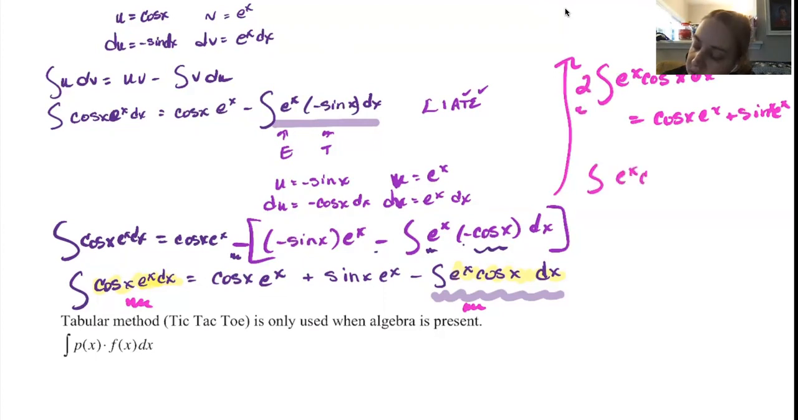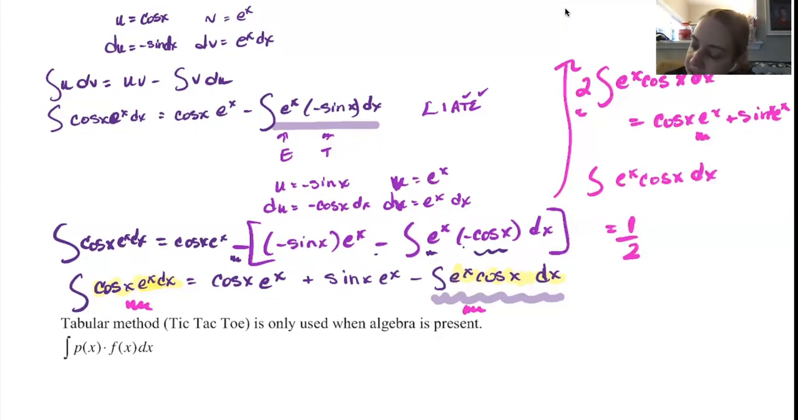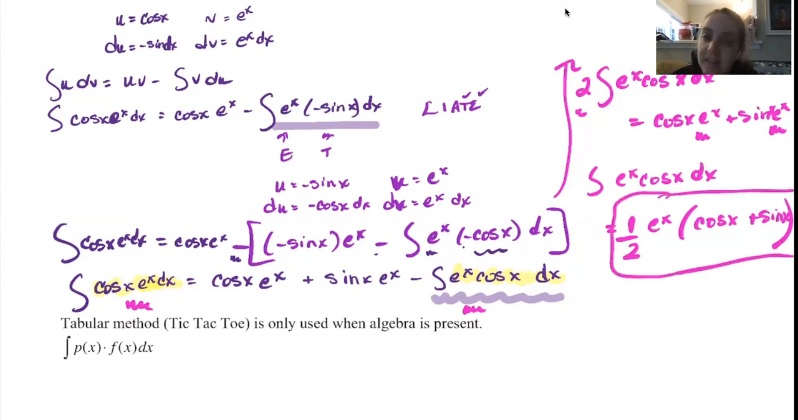The integral of e to the x cosine of x dx, that's my original problem, is equal to 1/2. I'm going to factor out an e to the x, cosine of x plus sine of x. All right, that, folks, is the answer. A little crazy, but that's the answer. Good job.